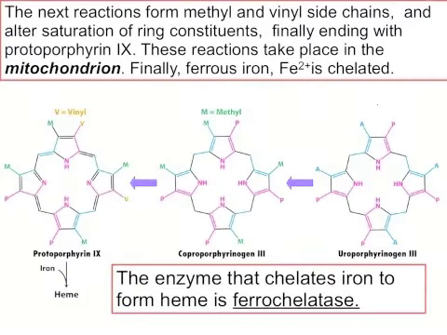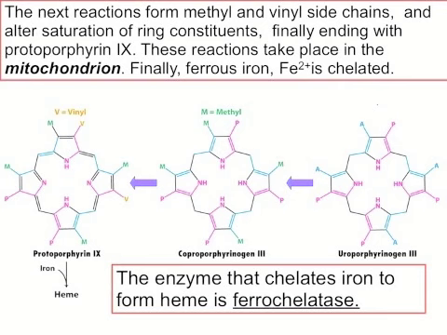The next reactions alter the substituents of the ring to form methyl and vinyl side chains, in addition to the propionate ones that are already there. Additionally, the saturation of the ring is also changed. And finally, one ends up with protoporphyrin 9. These reorganizational reactions occur in the inner membrane of the mitochondrion.